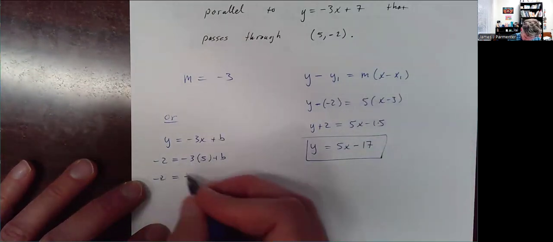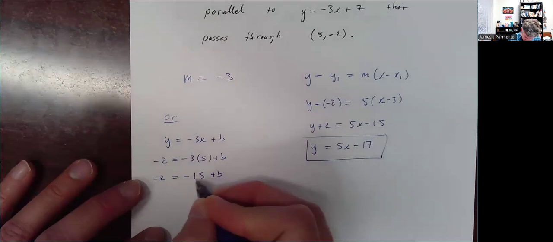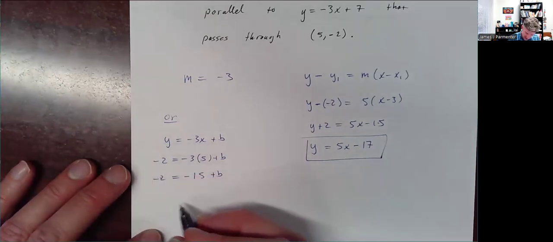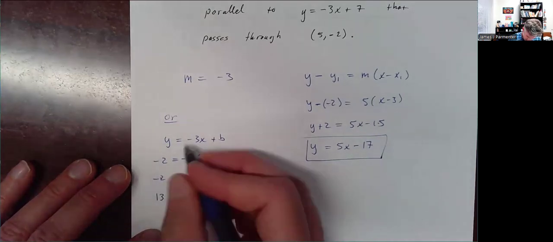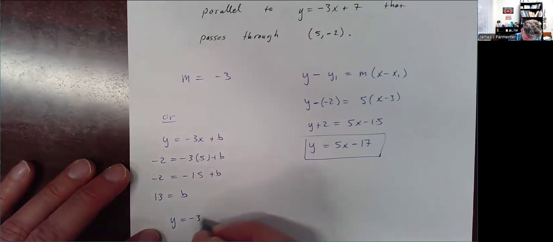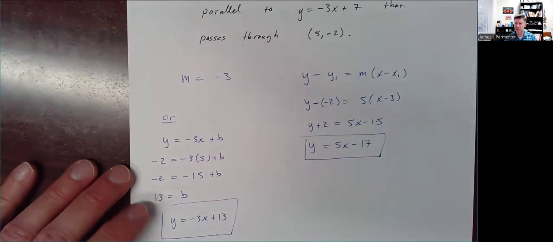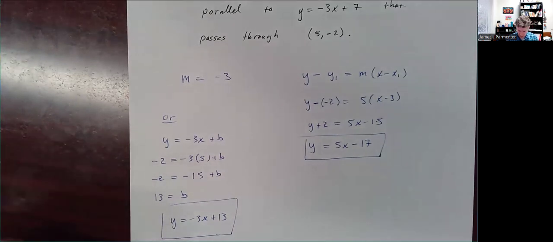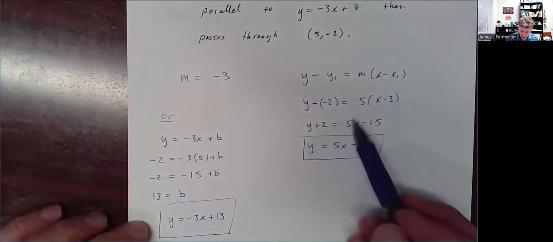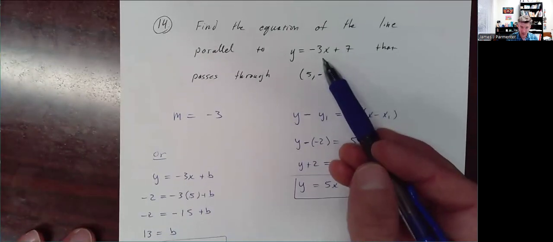So negative 2 equals negative 15 plus b. You add 15, you get positive 13. So we have 13 equal to b. So here we're getting the equation y equal to negative 3x plus 13. And then we look and we say, oh, those aren't the same. They should be the same. And then we're like, oh, which one of these is wrong? This one's wrong. We used the wrong value for the slope, right?